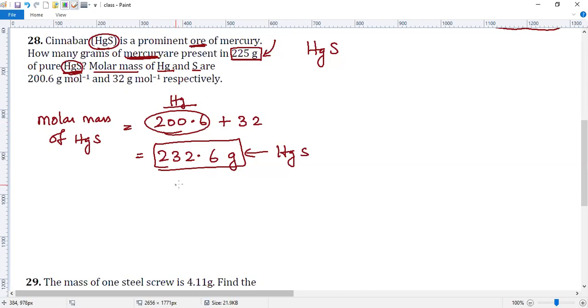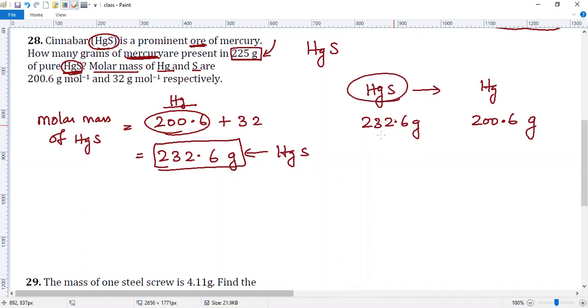200.6. Correct? So what is the relevancy? HgS, if the ore amount that I am taking is 232.6 gram, then in that ore I can obtain for sure 200.6 grams of Hg. That is the relevancy. Correct? If you take this much HgS, then when you try to separate Hg metal, you will for sure get 200.6 grams of Hg.